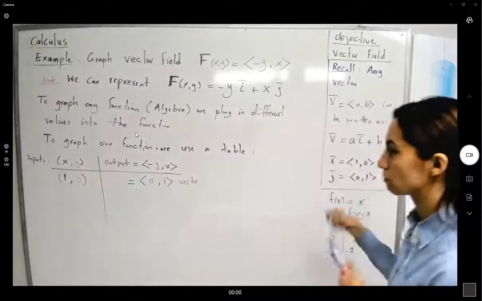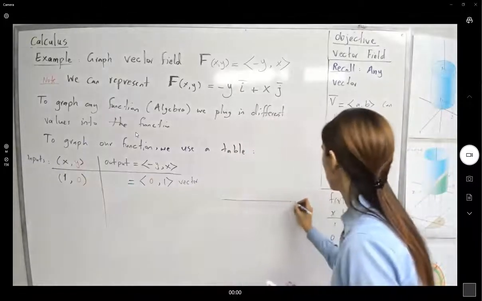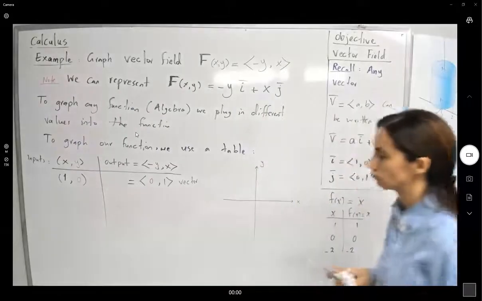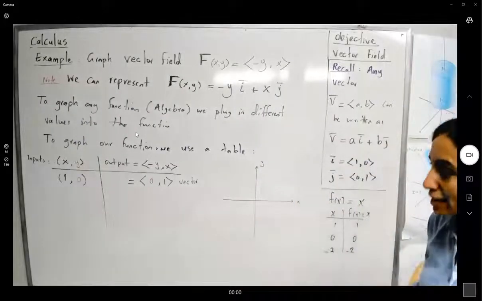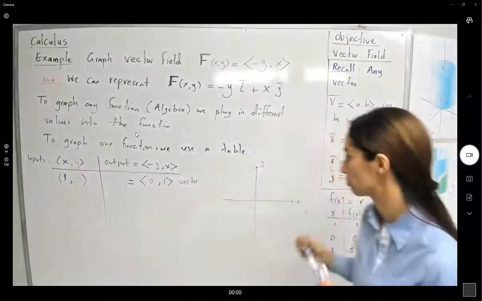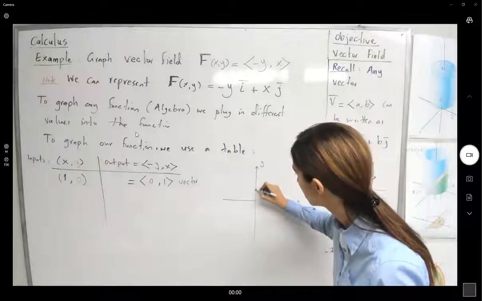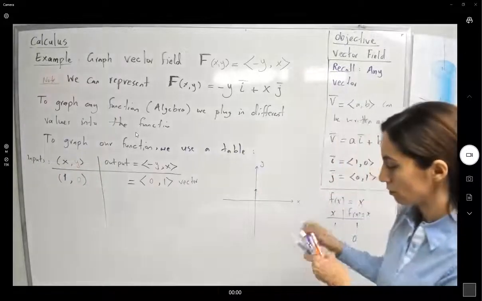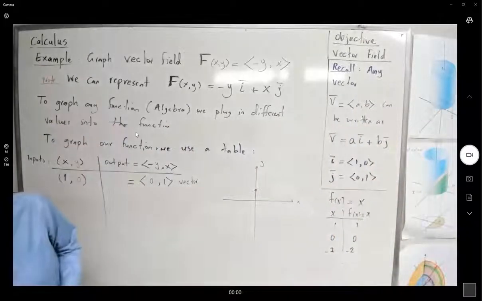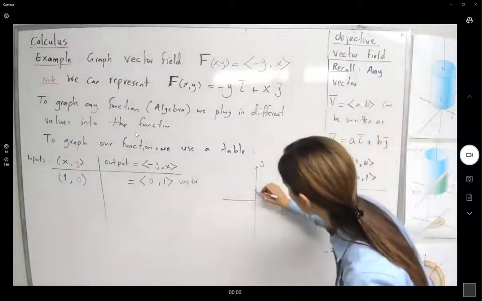Well, okay. Let's see. This is my x-axis. This is my y-axis. And then I have 0 and 1. This is the vector that I'm going to graph. 0 and 1.